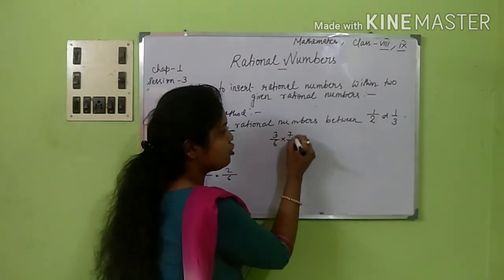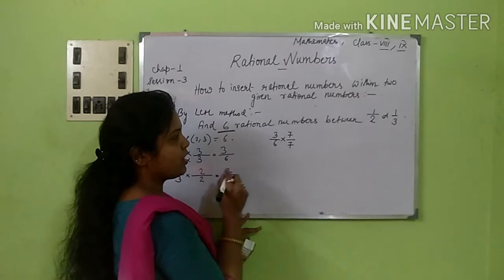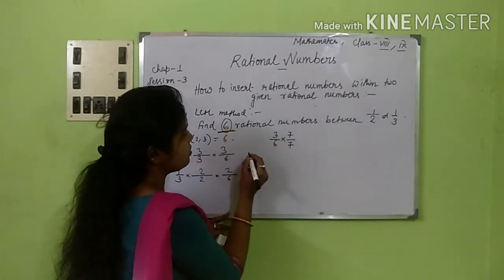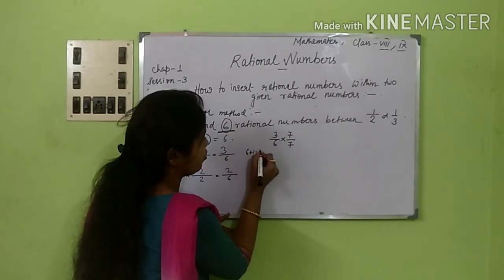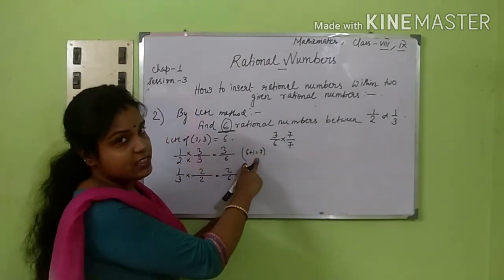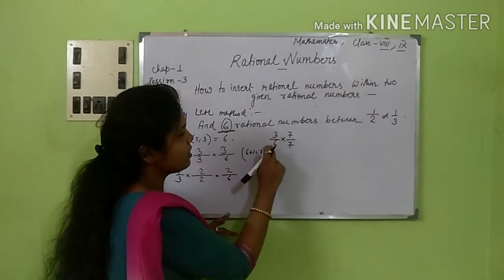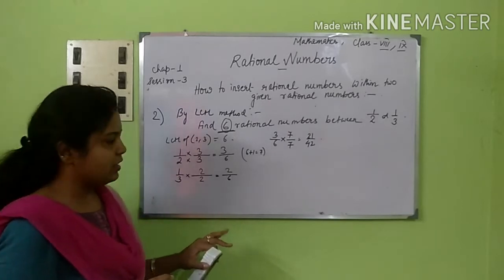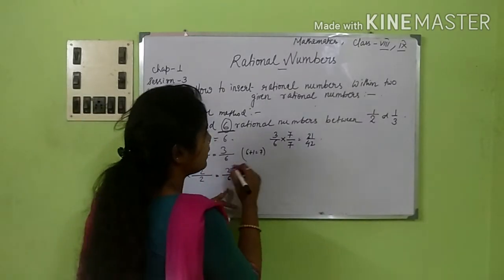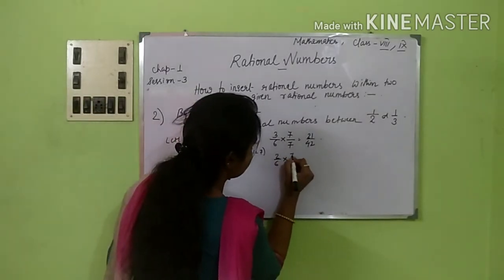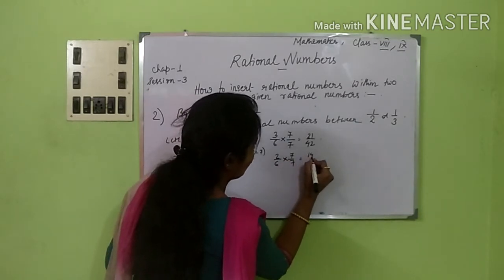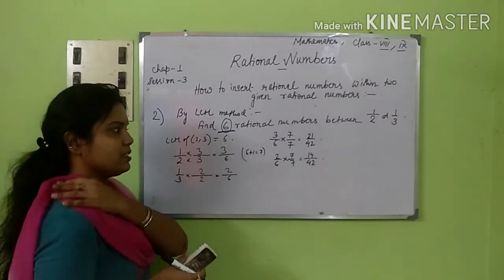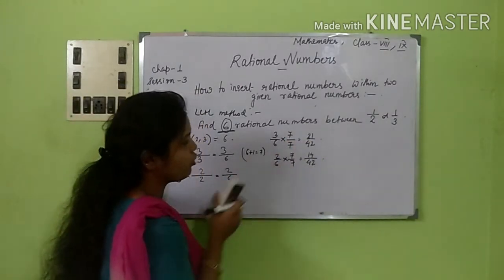Means we will be multiplying the numerator and the denominator with 7. How did we get 7? I said 6, we need to find 6 rational numbers. That is why 6 plus 1 we are going to claim as 7. Okay, so 3 into 7, 6 into 7. So you are getting 21/42. Okay, check for here also. We have got 2/6. So 2/6 into 7/7. So you are having 14/42. Right? These are the 2 numbers that we have got, 21/42 and 14/42.